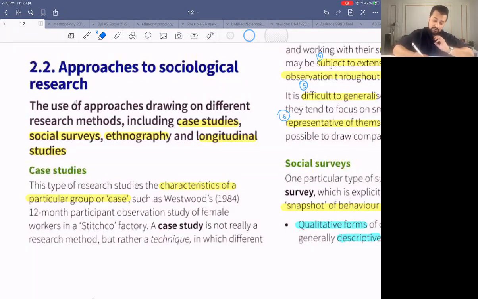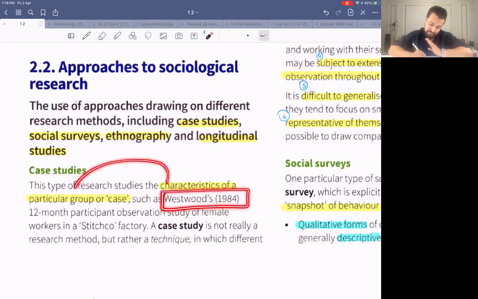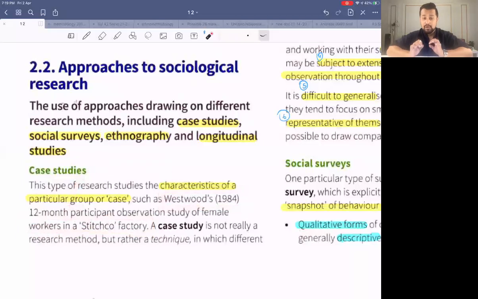To start off with case studies, this type of research studies the characteristics of a particular group or case, such as Westwood's in 1984. This happened to be a 12-month participant observation study of female workers in a Stitchco factory. Like I said, we are calling this a case study because this was conducted by this person on these workers, right? So you're getting hold of a small group and you're conducting a detailed research on them, right?